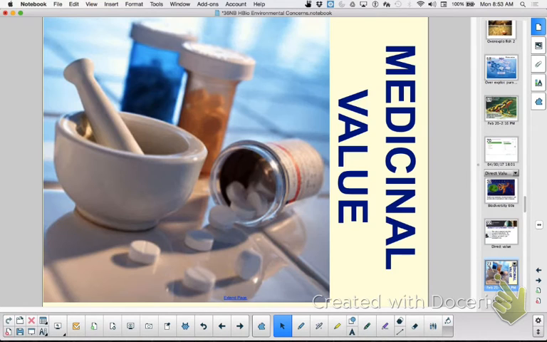So we're going to start with the first one, medicinal value. So go on your notes. And it says medicinal value. Most U.S. prescription drugs were originally derived from living organisms. And if you look at the next part, based on the past rate of drug discovery, there are perhaps how many more drugs in the rainforest that we could discover?